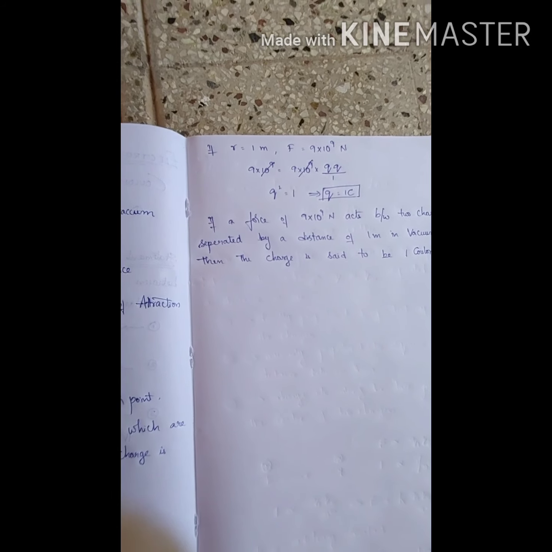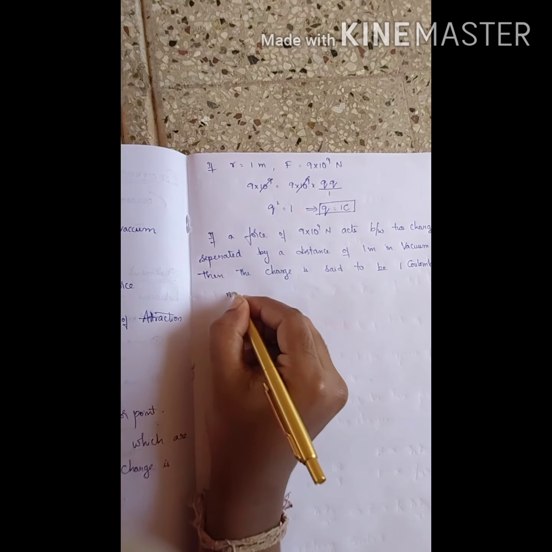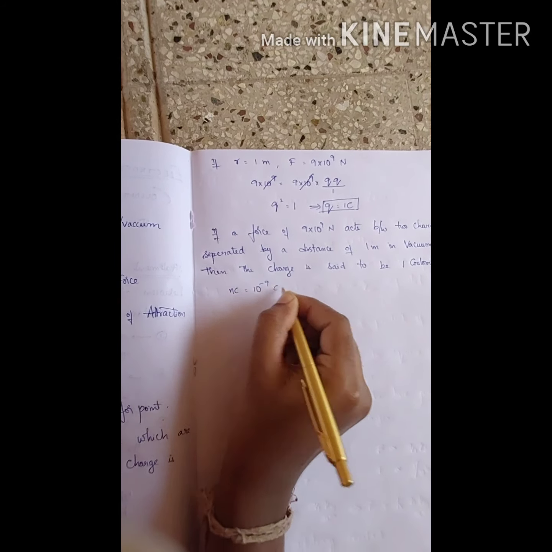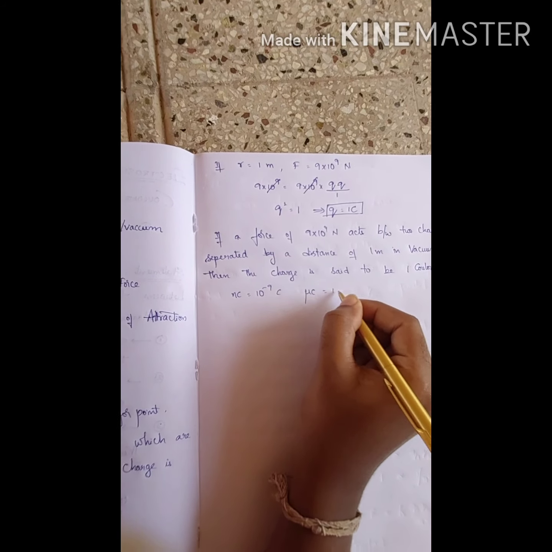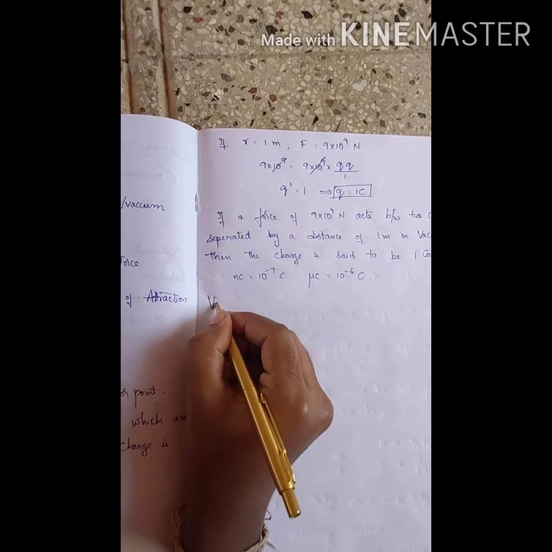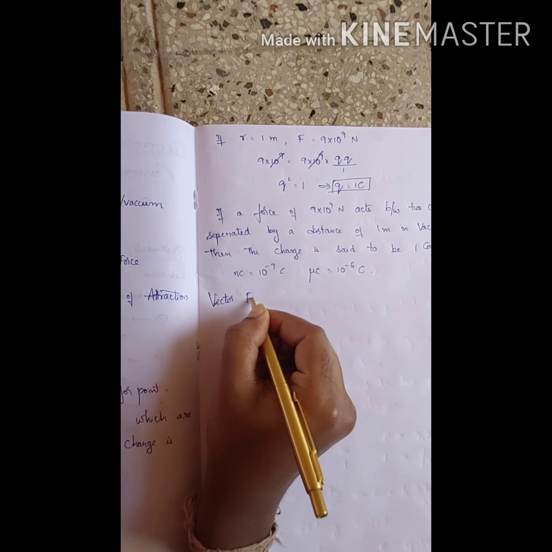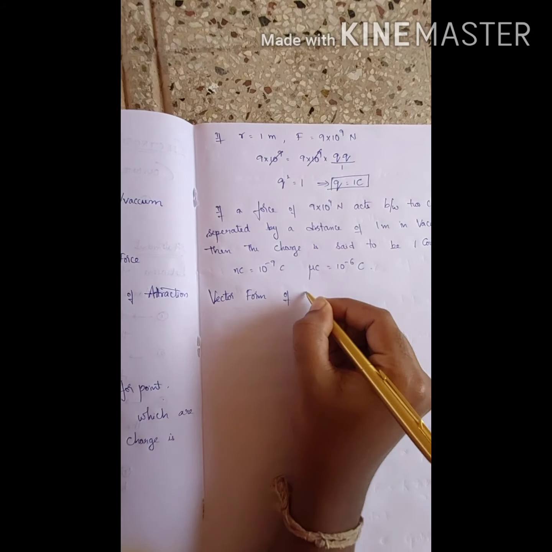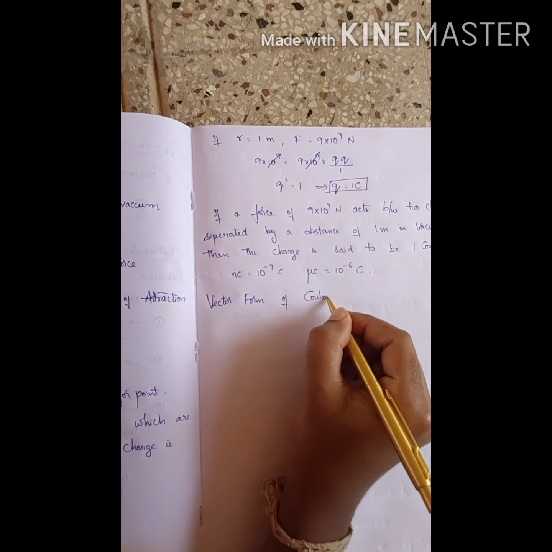So the value of 1 Coulomb is a very big charge. For representing the charge of bodies or otherwise, we'll be using nano Coulomb or micro Coulomb. Nano Coulomb will be 10 power minus 9 Coulombs. Micro Coulomb will be 10 power minus 6 Coulomb. Now we'll see vector form of Coulomb's law.